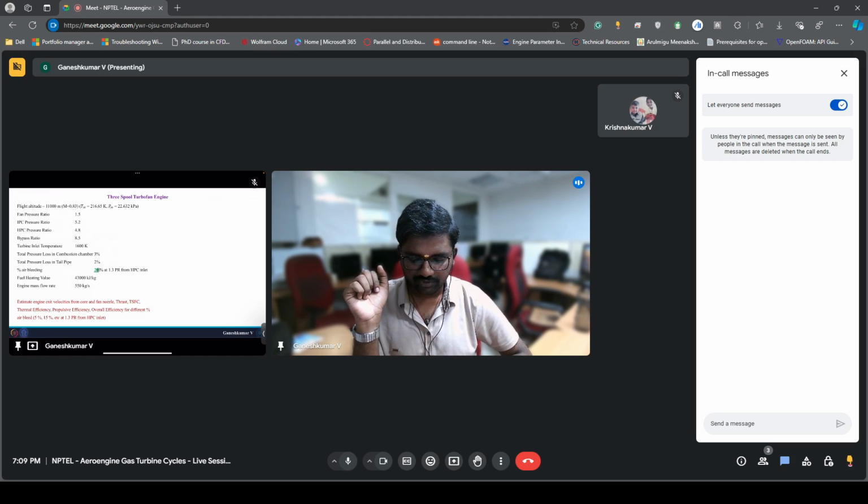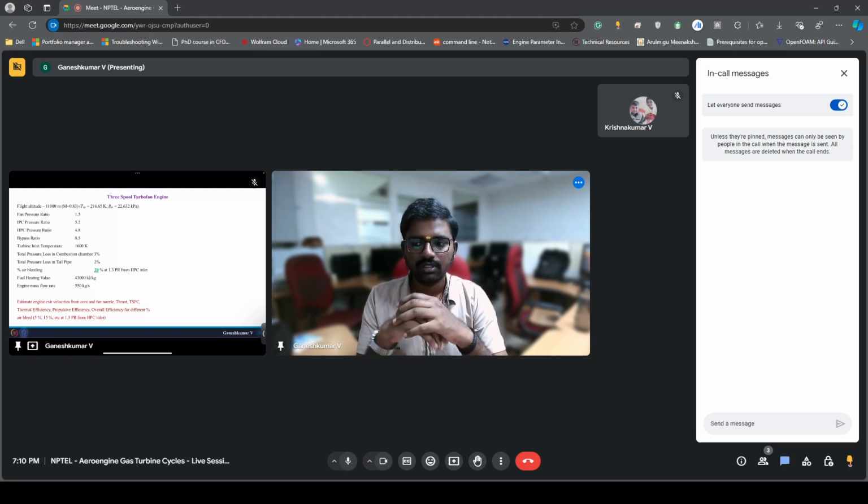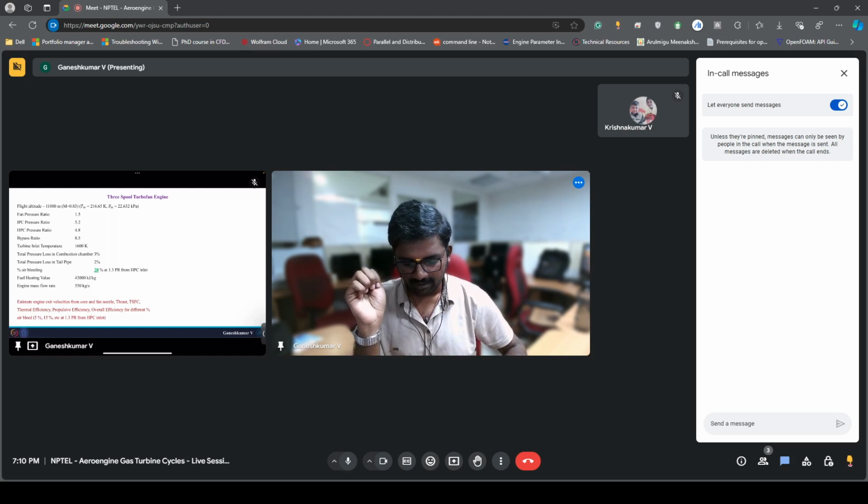And then we have fuel heating value to be 43,000 kilojoules per kg. An engine mass flow rate is 550 kilogram per second. Please note that this is a total engine mass flow rate. It's not separately core or bypass. It's a total engine mass flow rate.